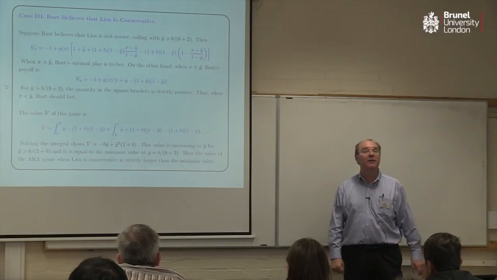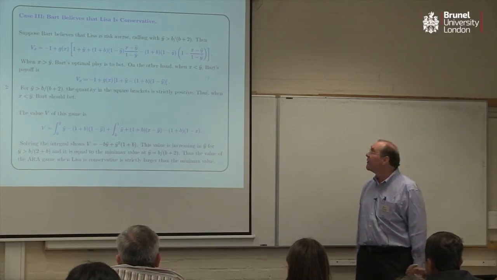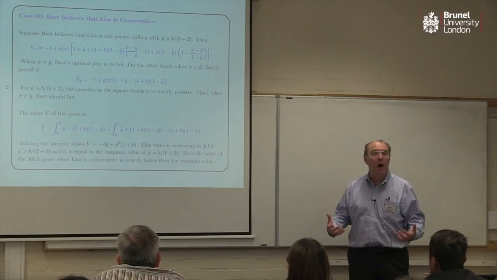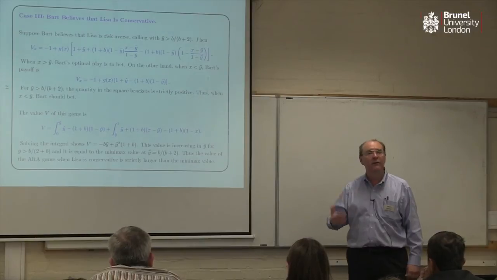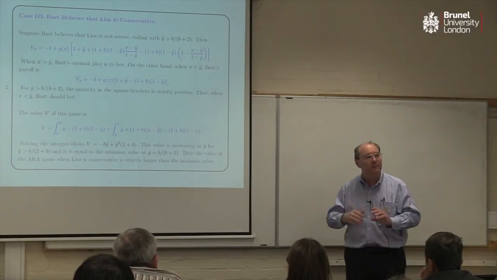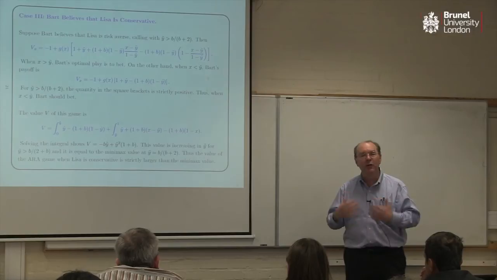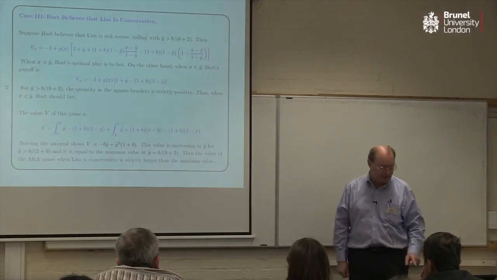Even better is when Lisa is too conservative. In this case, the rule is that Bart should always bet and make his money off of Lisa folding. Because when Lisa is too conservative, then she is going to not bet when she should, and she's going to fold, and that puts $1 in Bart's pocket each time.